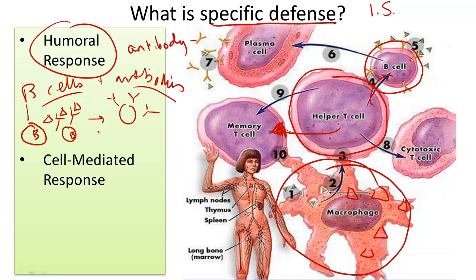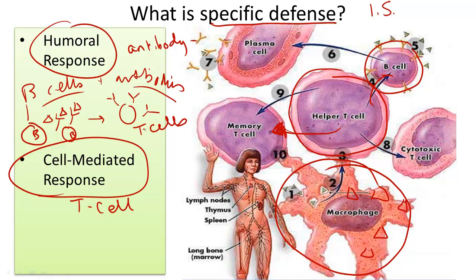The next type of response is called the cell-mediated response. It sometimes can be called the cytotoxic T cell response. Even though the humoral response also involves T cells, remember that there are different types of T cells on the scene. This one here, called the cytotoxic T cell, is involved in the cell-mediated response.